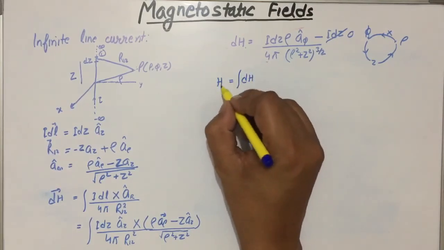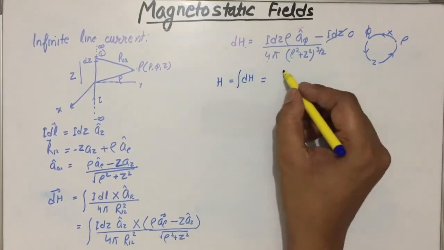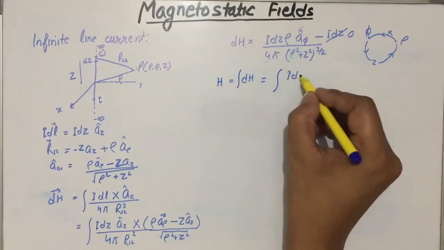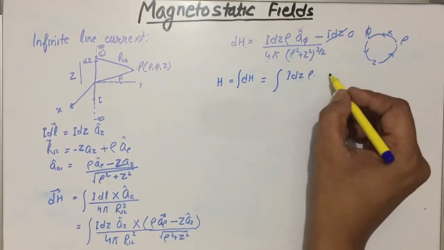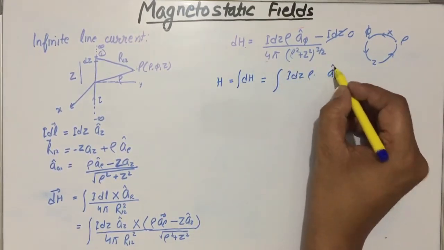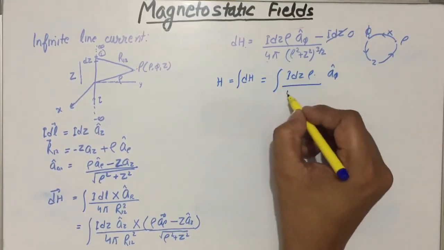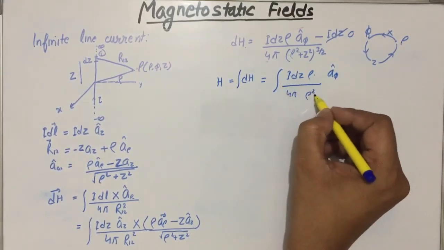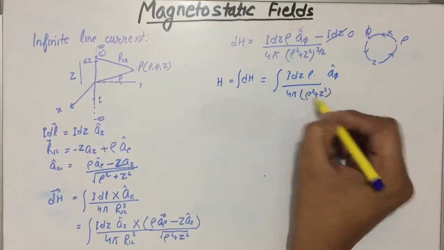That will be complete H, which will be the integration of I dz rho in the direction of a phi divided by 4 pi, rho square plus z square to the power 3 by 2.